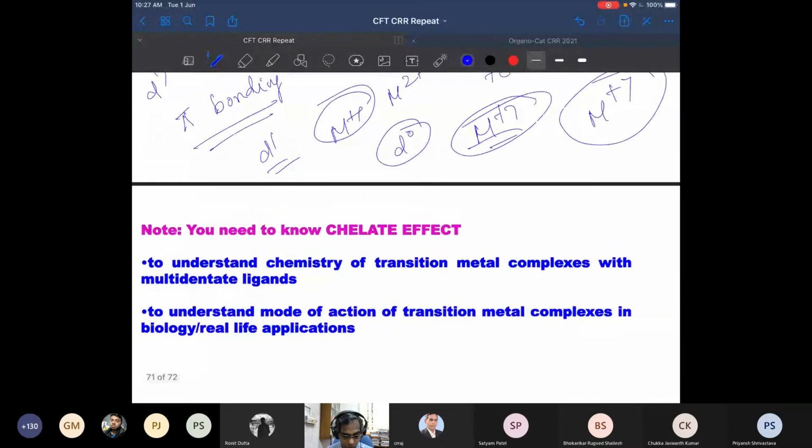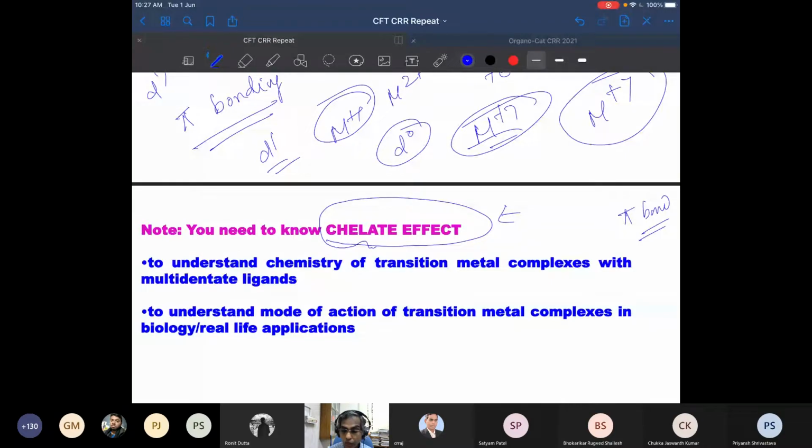And the chelate effect, I think your tutorial teachers already taught you about the chelate effect. I hope you attended your tutorial classes. This I will not be covering, right? This is one of the effects, the chelate effect, and what we call the pi bonding. Pi bonding comes into the picture to stabilize, right?